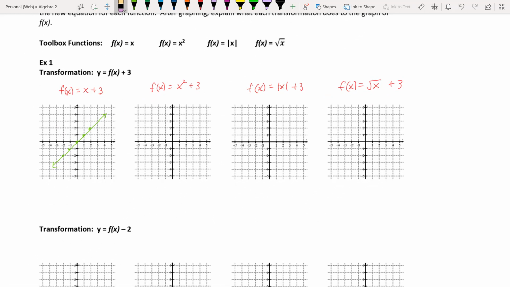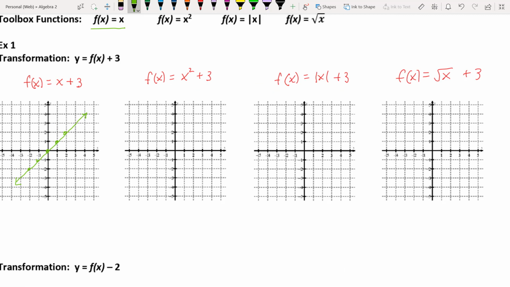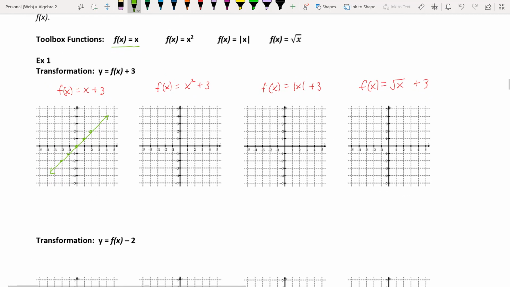All right, so I'm going to go back and underline this guy in green so we know that we're looking at the green parent functions. The parabola here is going to be 0, 0. Remember that one from the other side.